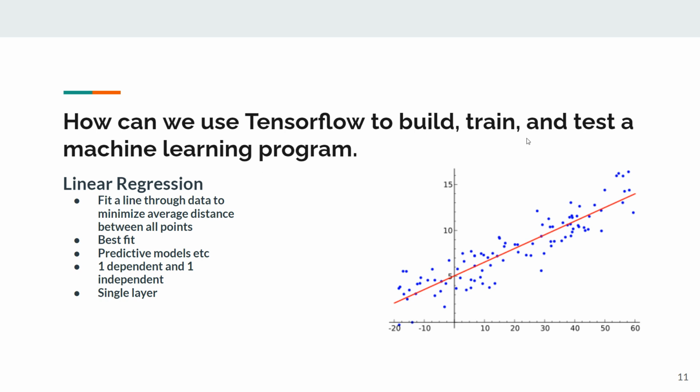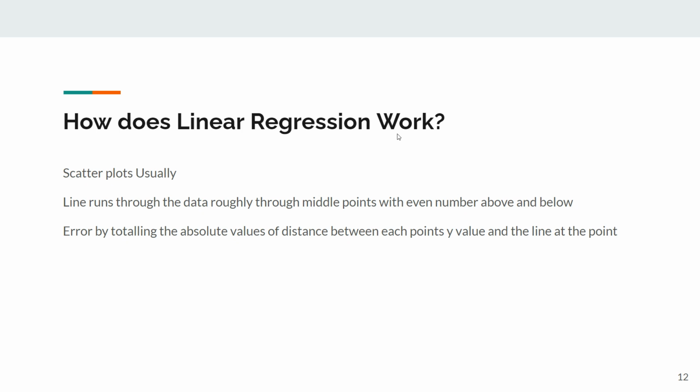So how can we use TensorFlow to build, train, and test machine learning? Linear regression is fitting a line on a scatter plot. We're going to fit a line through data to minimize the average distance between all the points. It's the best fit, like a predictive model. Just looking at this line, if we carried it over to 70, we'd be somewhere in the 14 range. It's got one dependent and one independent variable, and our model is just going to be a single layer, a super simple model.